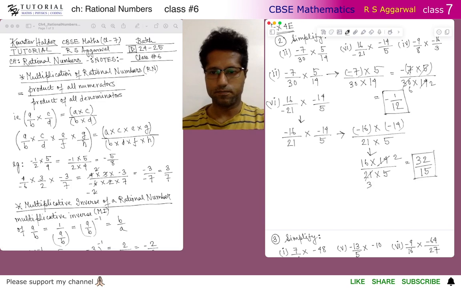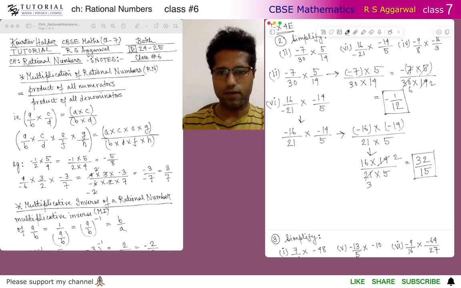So this is the answer. Let me see if I can manage to solve the last one in the space we have. This is minus 8 minus 9 by 8 multiplied by minus 16 by 3.